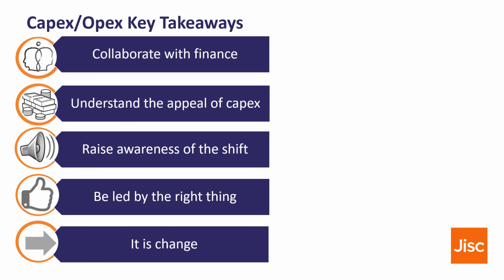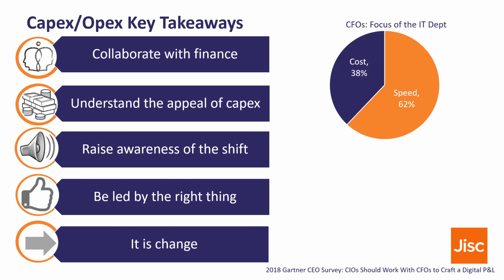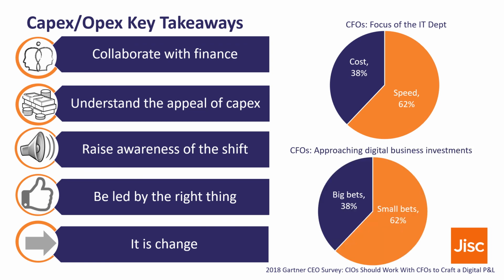And finance are changing as well. So in this latest Gartner survey, it showed that 62% of CFOs would rather have speed over cost on the focus of the IT department. And another 62% of CFOs would rather have small bets rather than big bets.